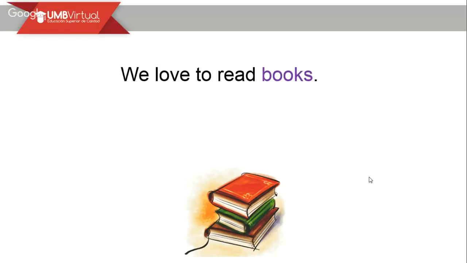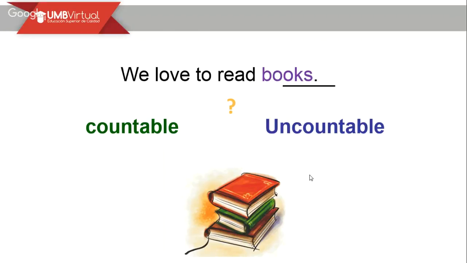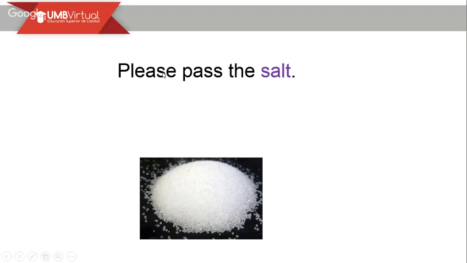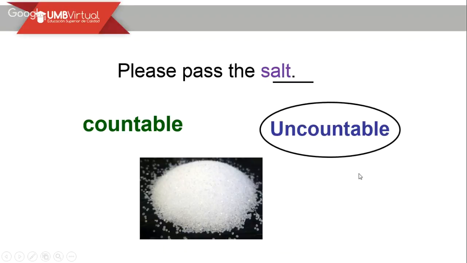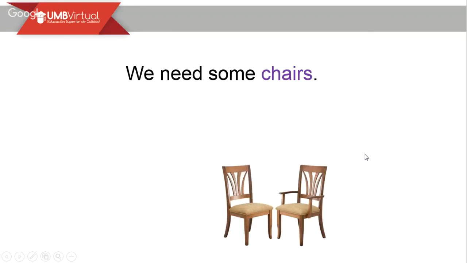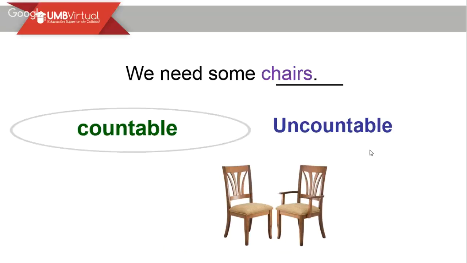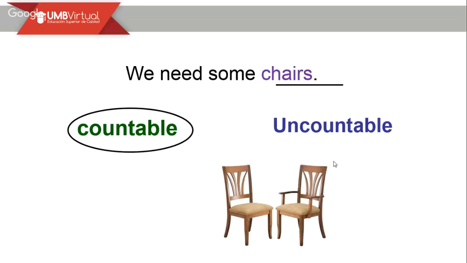In this example, we are going to find that books is a countable object, because we can know how many of them we have in a sentence. It is countable. Please pause. The salt, we are going to find the salt is uncountable. Okay, about chairs. Now that you have practiced before, we can say that chairs are countable. We can know how many of them we find.